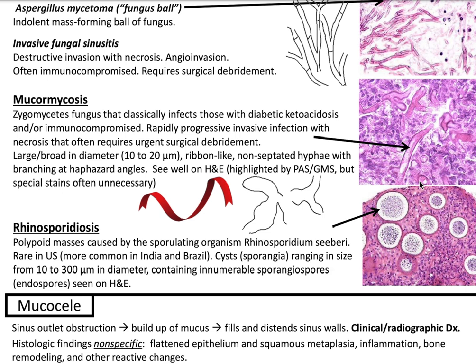Rhinosporidiosis. These are polypoid masses caused by the sporulating organism Rhinosporidium seeberi. It's rare in the US, but more common in India and Brazil. Cystic sporangia, ranging in size from 10 to 300 microns in diameter, containing innumerable sporangiospores or endospores seen on H&E.